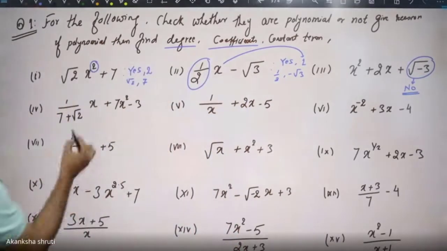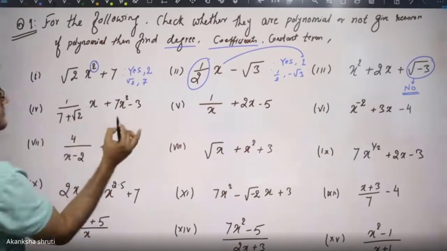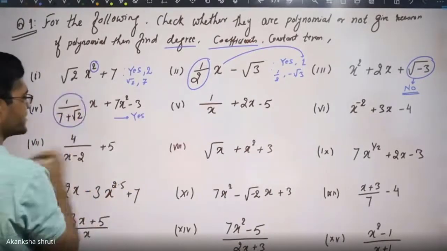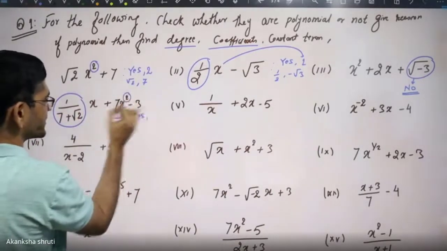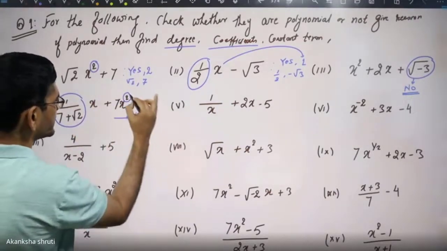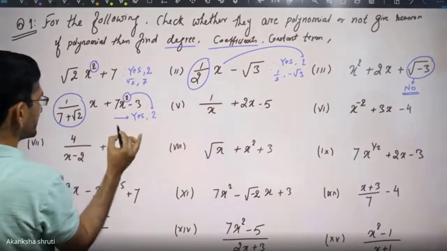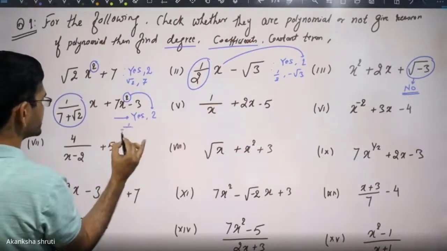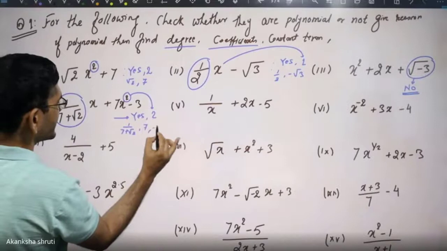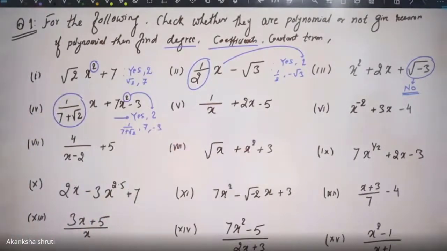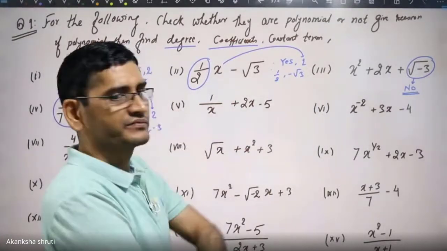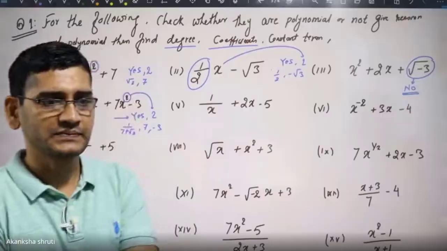Coming to this one, whether it is a polynomial or not, tell me quickly. Yes, the coefficient is this much, and the degree is obtained from this 2. Don't worry about this first one. The degree comes from this 2. What are the coefficients? Coefficients are 1/7 plus √2 and another one is 7, and the constant is -3. Coming to this one, yes or no student? Question number 5. No sir.